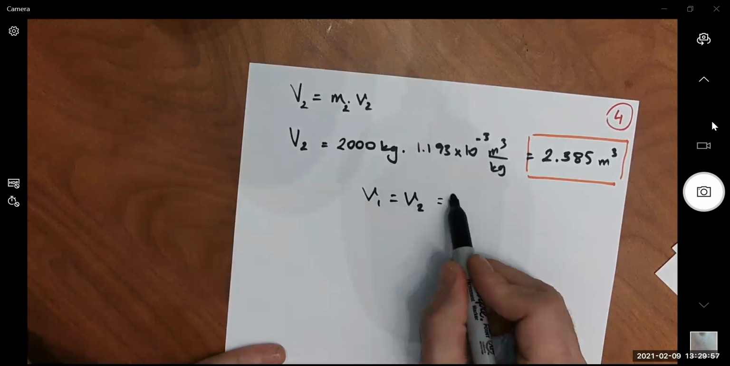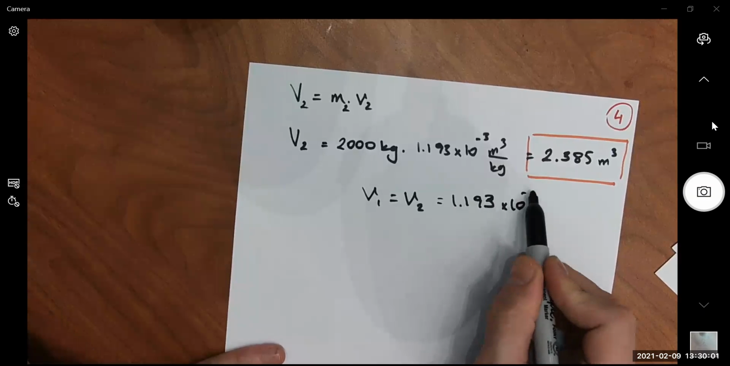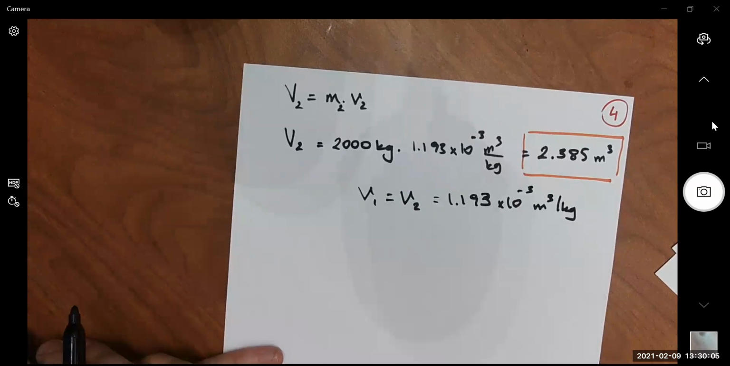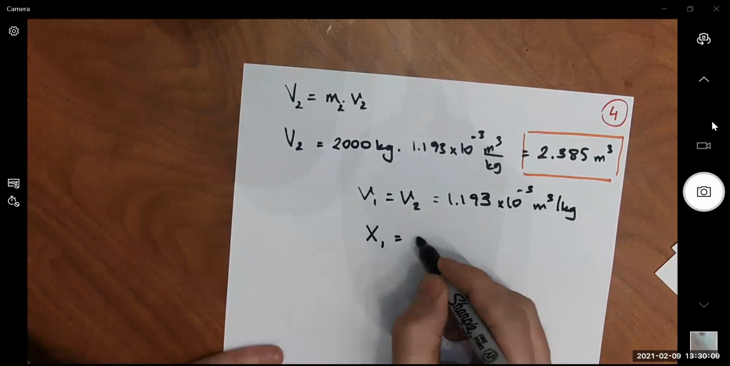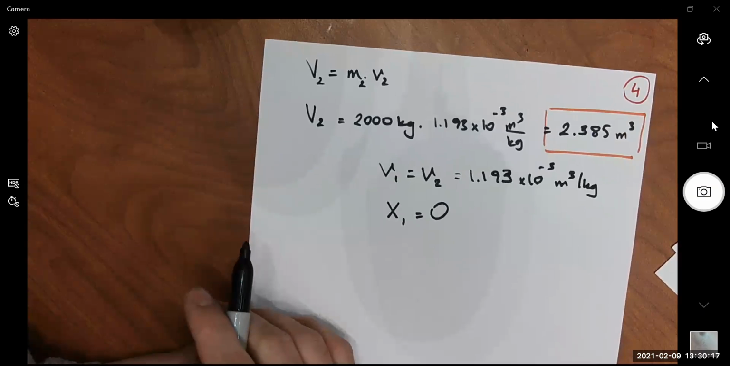So which is 1.193 times 10 to the minus 3 meters cubed per kilogram. Okay. And the quality factor is 0 because it's saturated liquid, right? All right.